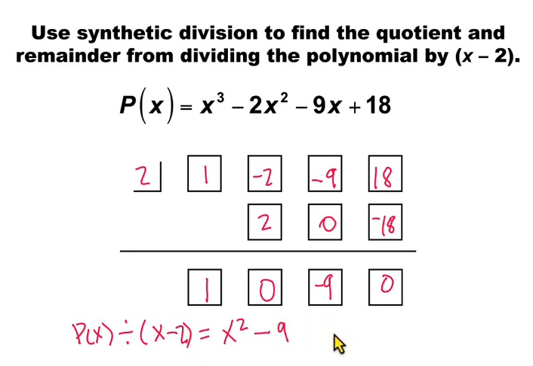From the remainder theorem, we know that this term, this remainder of 0, is the same as p of x with x equals 2.